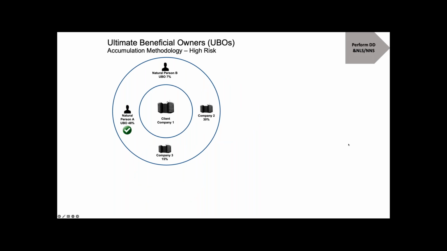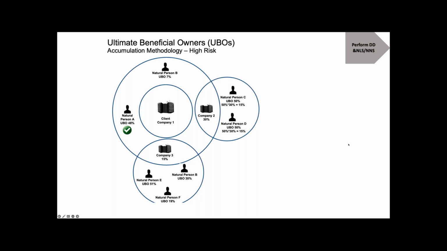Then B owns 7% directly, and on company 3 he owns 30% of 15%, which is about 7.5. Is it 7.5? If you add it to 7, it's about 11 thereabouts. So that makes him a UBO.